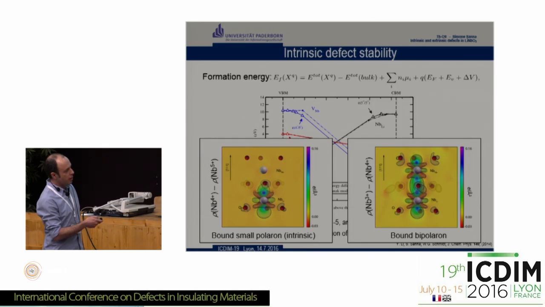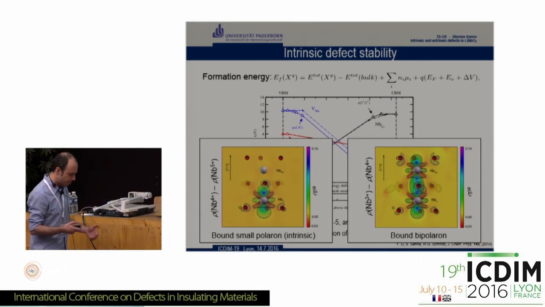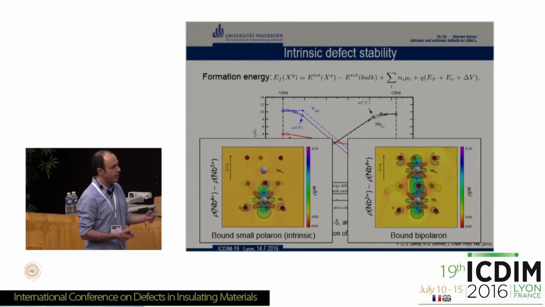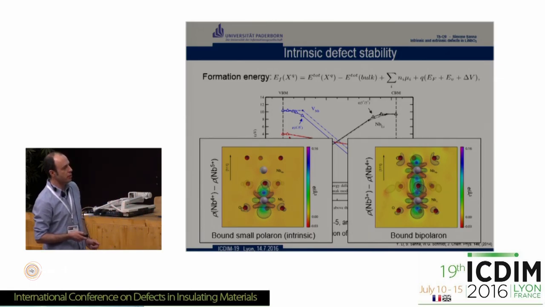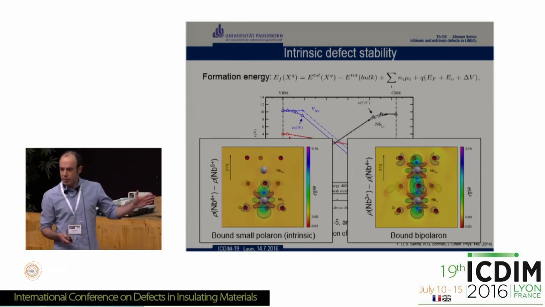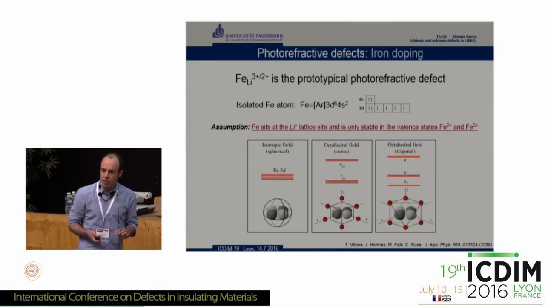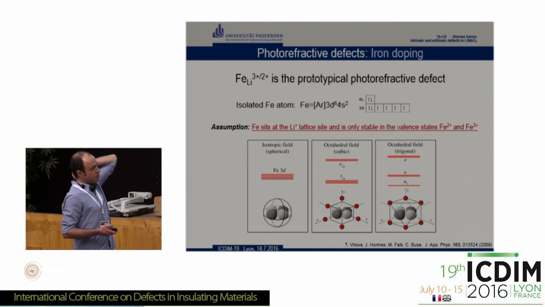This one is the bound bipolaron, which is mainly the same defect in another charge state. You see here that by putting an additional electron in the picture on the left-hand side, the niobium in the upper part of the picture goes down, forming a hybrid orbital, which is occupied, of course, by the electron. And this is the coupling of the two defects, which is called bipolaron.